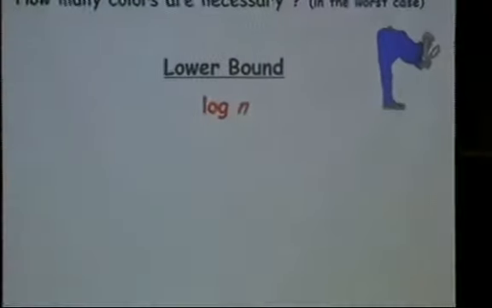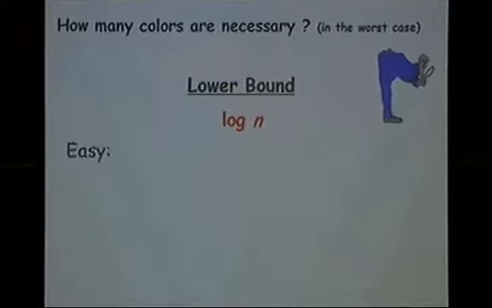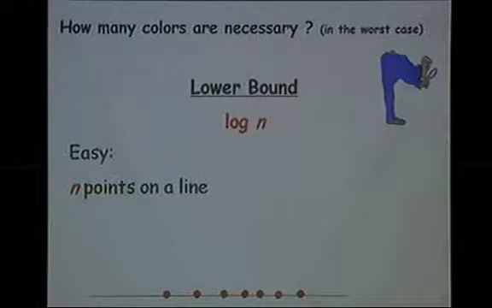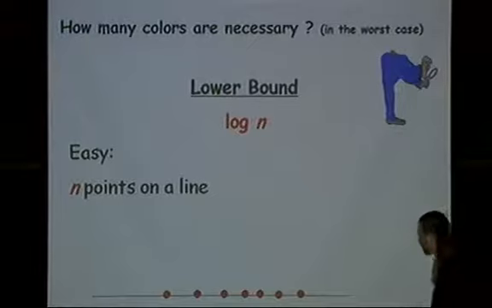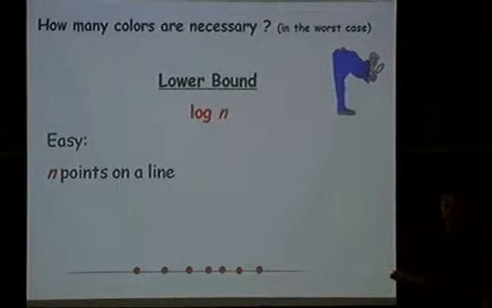Let me show you that you might need at least log n, so it's not a constant. It's a very simple observation. Just place all the points on a line. Now coloring the points with respect to disks is equivalent to coloring the points with respect to intervals, because a disk intersects the line in an interval. So if you color the points, it means that every interval you choose will have a unique color in that interval.